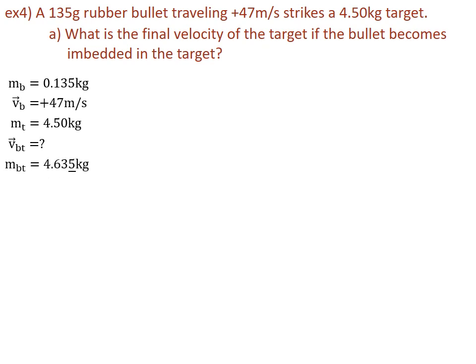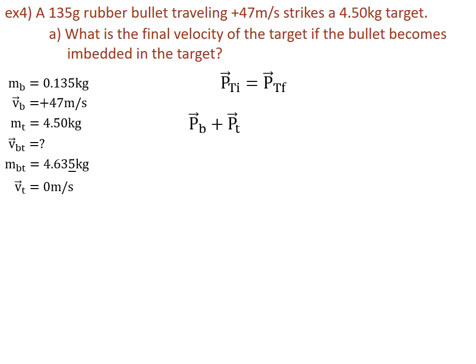Mass of bullet and target together are going to equal 4.635 kilograms. That's mass of bullet and mass of target added together. And the velocity of the target initially is 0 meters per second. So I'm starting with total momentum initial equals total momentum final.